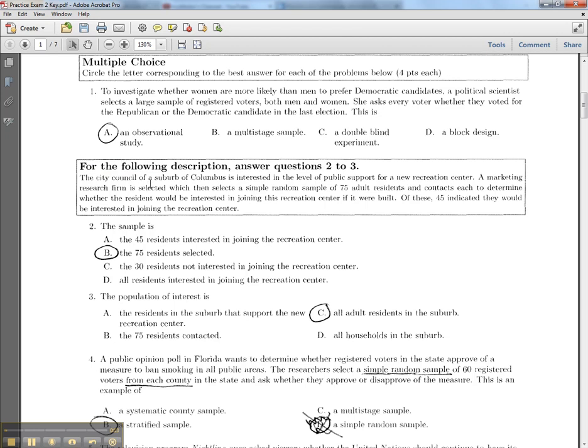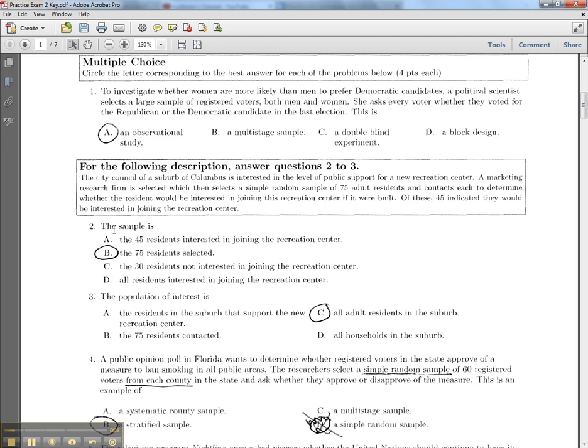The City Council of a suburb of Columbus is interested in the level of public support for a new recreation center. A marketing research firm is selected, which then selects a simple random sample of 75 adult residents and contacts each to determine whether the resident would be interested in joining this recreation center if it were built. Of these, 45 indicated they would be interested in joining the recreation center.